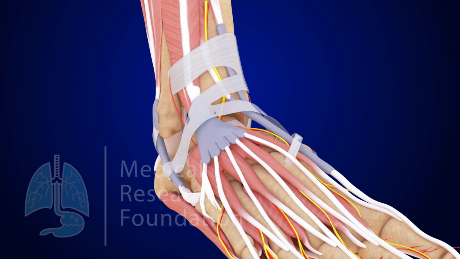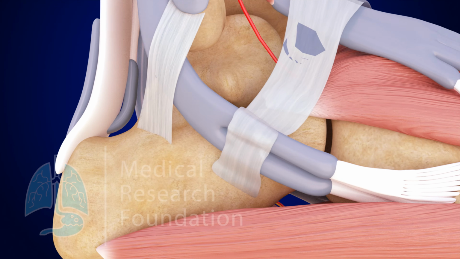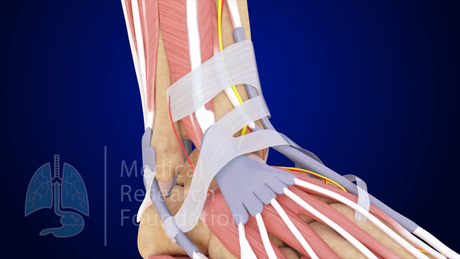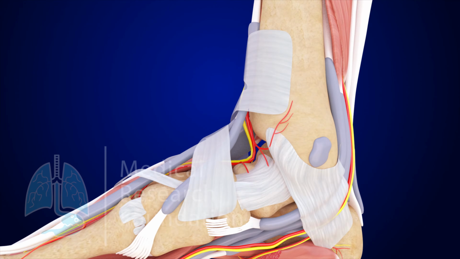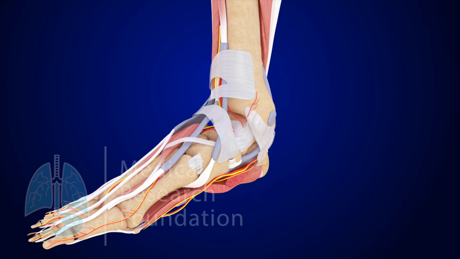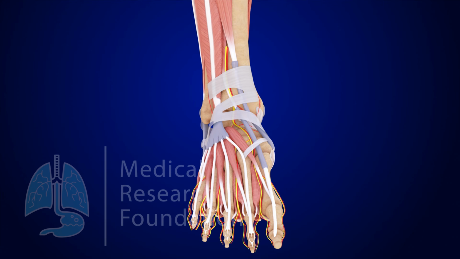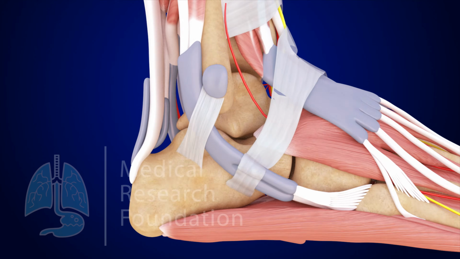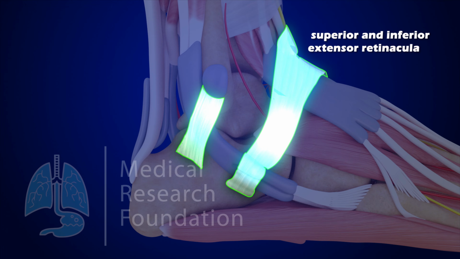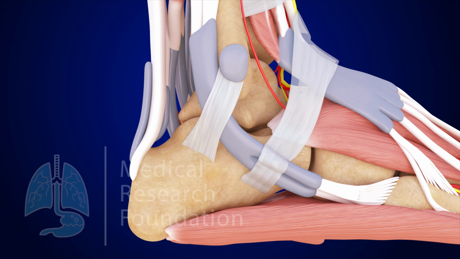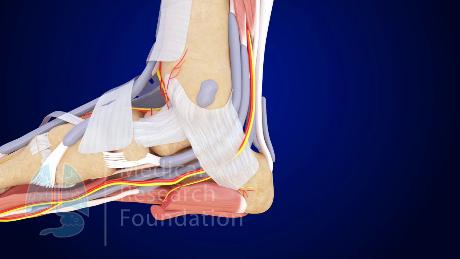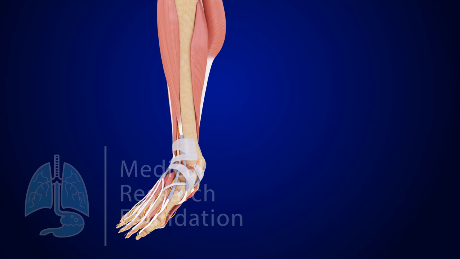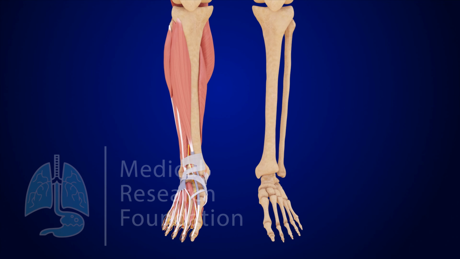Around the ankle, the deep fascia is thickened to form retinacula. These are so called because they retain tendons in place. On the front of the ankle, there are the superior and inferior extensor retinacula. Laterally, there are the superior and inferior peroneal retinacula. Posteromedially, there is the flexor retinaculum.